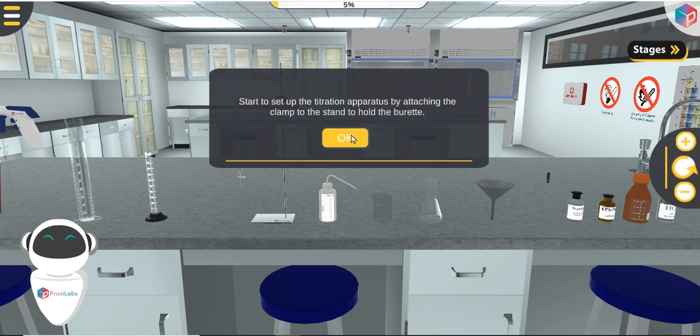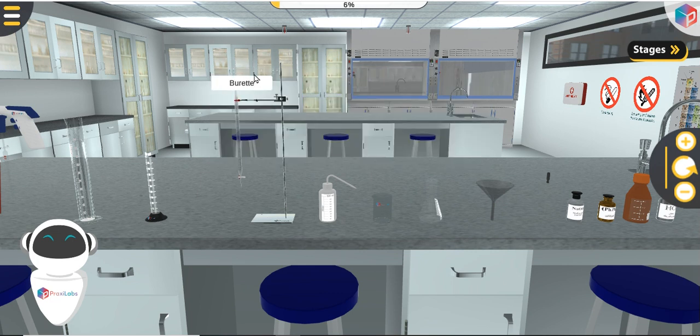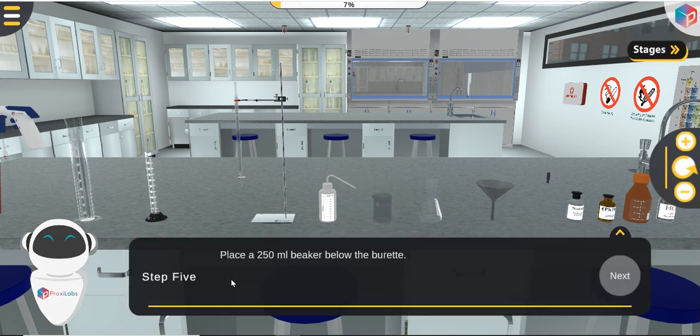Good. Start to set up the titration apparatus by attaching the clamp to the retort stand to hold the burette. Already it is set here. So I have made a standard solution of sodium hydroxide here in this bottle. That is what I'm going to use against hydrochloric acid. So my beaker is ready. As you can see, it even prompts me to know what the next thing to do, but then I have to follow the steps.